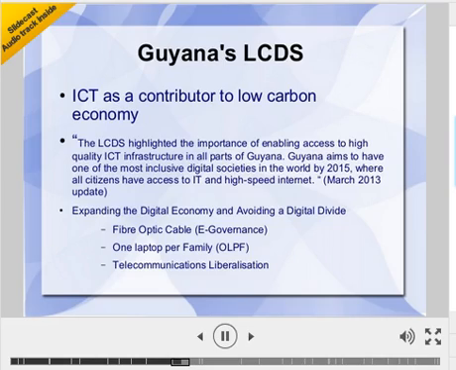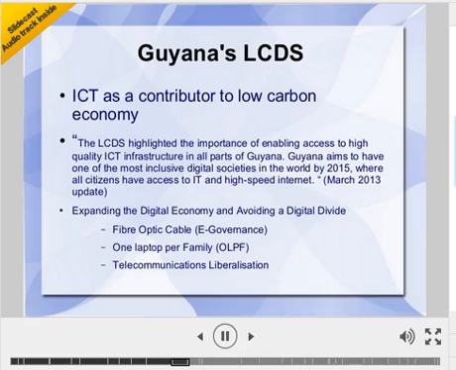And in March 2013, in the update, there's the affirmation: Guyana aims to have one of the most inclusive digital societies in the world by 2015, where all citizens have access to IT and high-speed internet. And under the subheading of expanding the digital economy and avoiding the digital divide, there are three themes here: the fiber optic cable coming from Brazil to Georgetown and along the coast, which is expected to work towards the e-governance project.